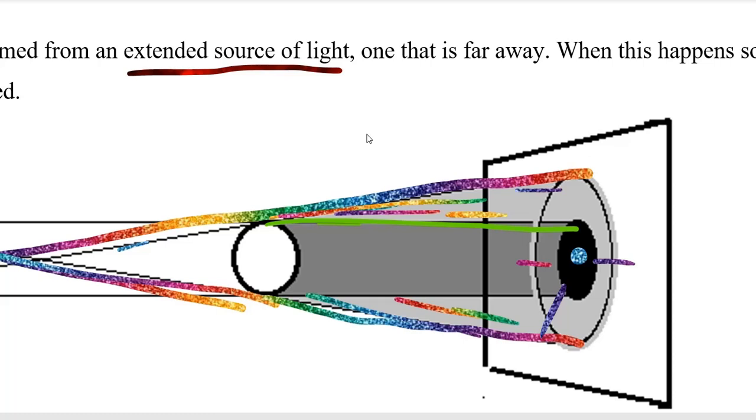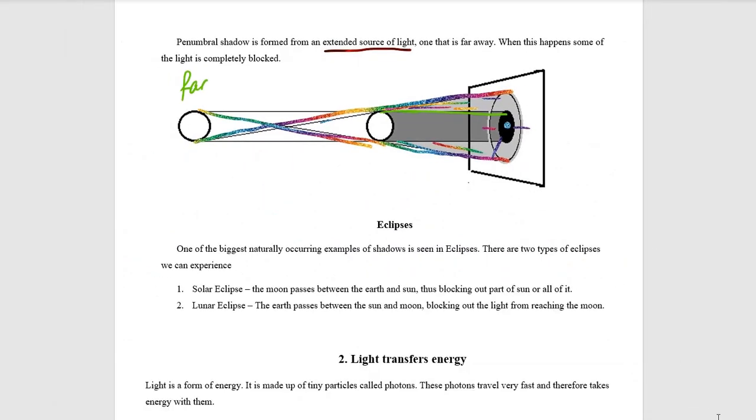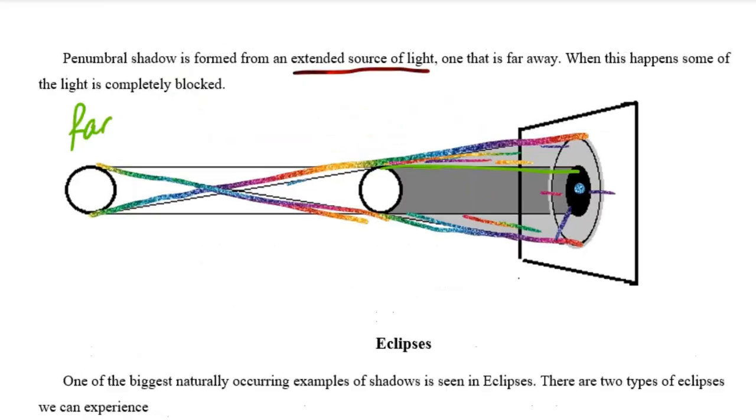Or if you have a bright lamp at home, put your hand in front of the lamp and look at the wall. You're going to realize that you get fuzzy edges. When you do that, you're actually creating an extended source, or you're blocking the light from a far distance away. So let's go back to our original size. You have to know how to get umbras and penumbras.